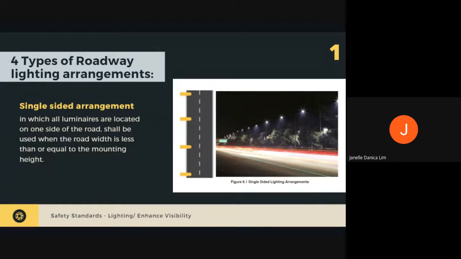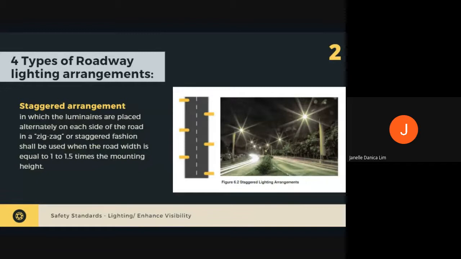Next slide, please. The second one is the staggered arrangement, in which the luminaires are placed alternately on each side of the road in a zigzag manner or a staggered fashion. It shall be used when the road width is equal to 1 or 1.5 times the mounting height. You can see at the right side again how it looks. Next slide, please.